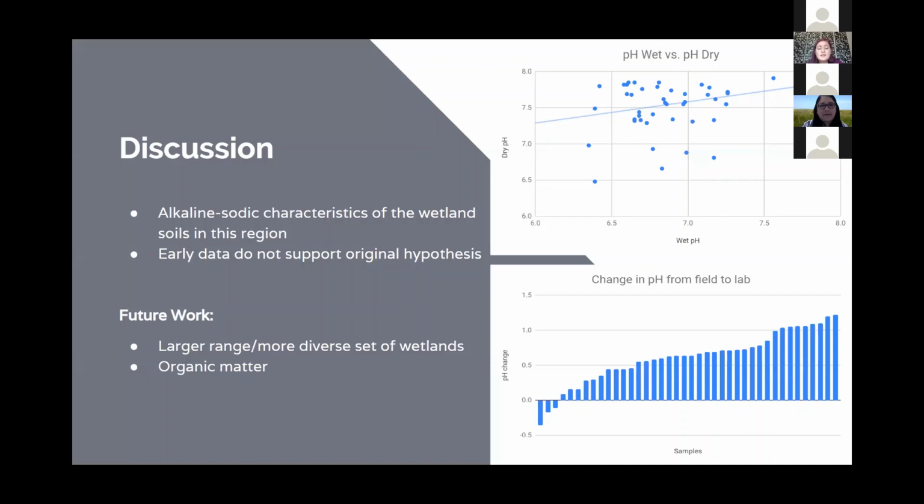Even though early data do not support the original hypothesis, what's important is that we do see this enormous range in variation. As far as any future work goes, this is an unfinished project, and there are a few more things I'd like to look into. I've collected and analyzed soil samples from the 25 different wetlands, but I do plan on expanding my sampling range in order to have a more diverse group of wetlands to study. I'm also in the process of studying organic matter, as that can have a significant impact on pH as well.